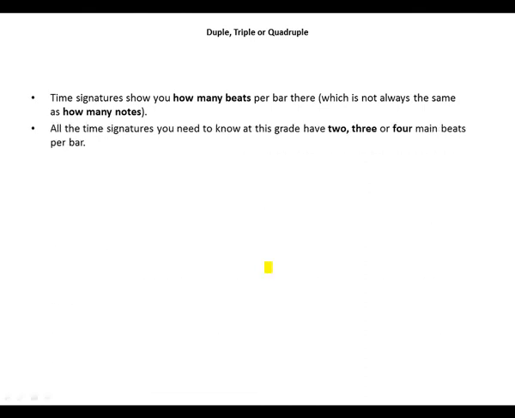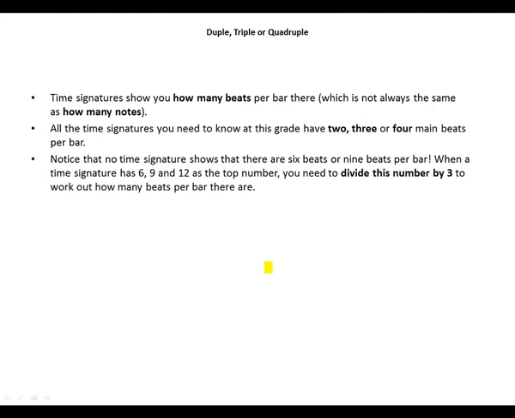So now let's take a look at double, triple, or quadruple. Time signatures show you how many beats per bar, which is not always the same as how many notes. All the time signatures you need to know at this grade have 2, 3, or 4 main beats per bar.